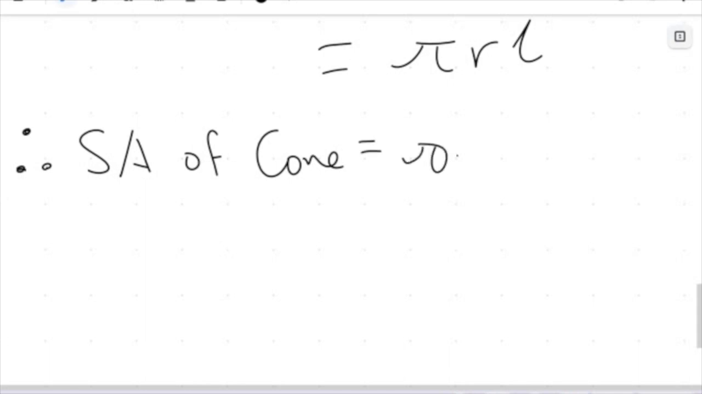So I can say, therefore, the area, or the surface area of the cone, equals pi r squared, my smaller circle, plus pi r L. So that is how I can find the surface area of any regular cone.